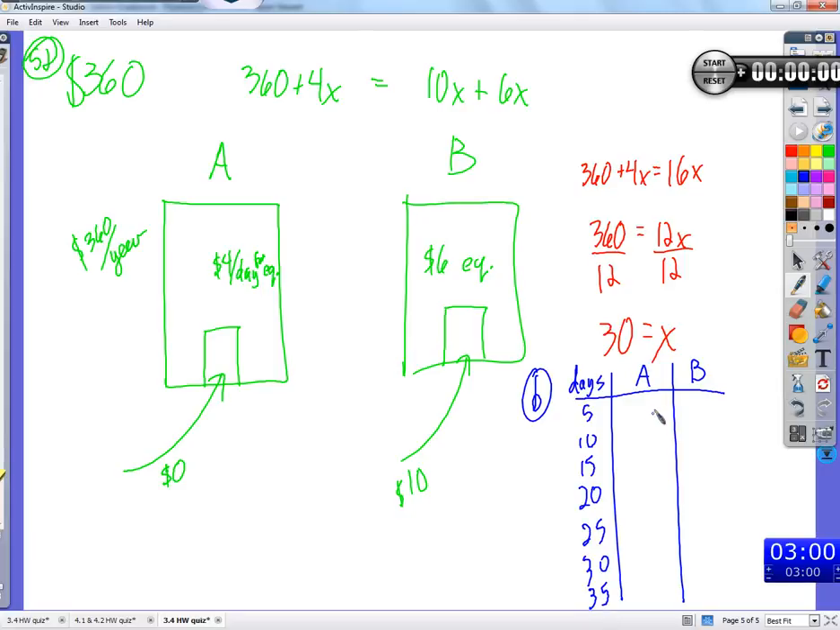Okay, so after 5 days, let's just do all these. After 5 days, how much money has this guy spent? 380. 80. And after 10 days? 80. I'm sorry, wrong one.